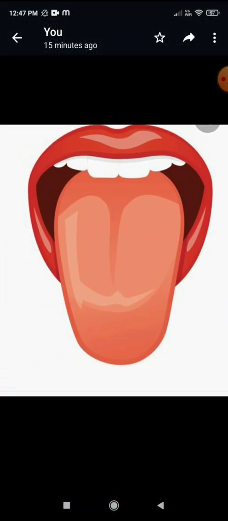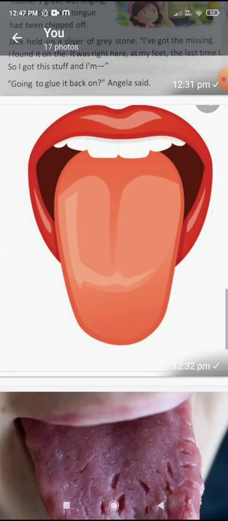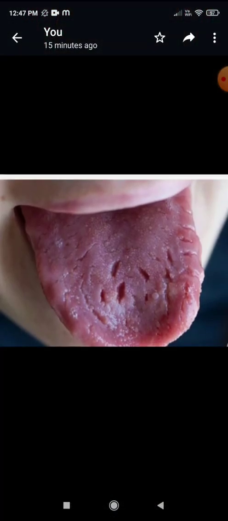So Rose examined the angel's head closely. Angela was right. The angel on his mother's grave was singing, but the tip of her tongue has been chipped off. Chipped off in the sense it has been cut or broken. Jack held up a sliver of grey stone. I've got the missing piece. I found it on the grave. It was right here at my feet the last time I saw. So I got the stuff and I'm going to mend it now. I'm going to repair it now.